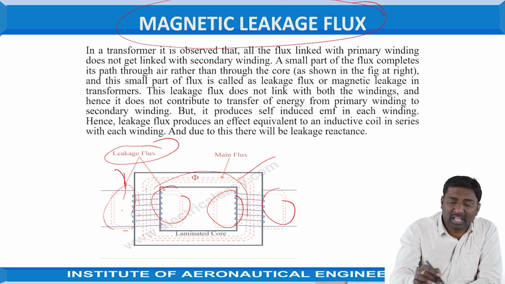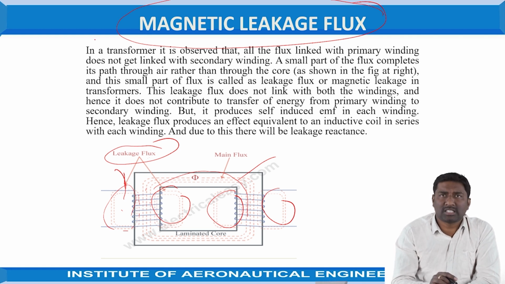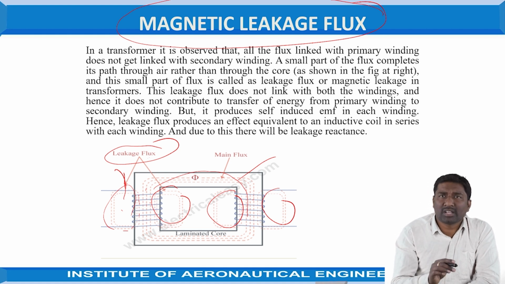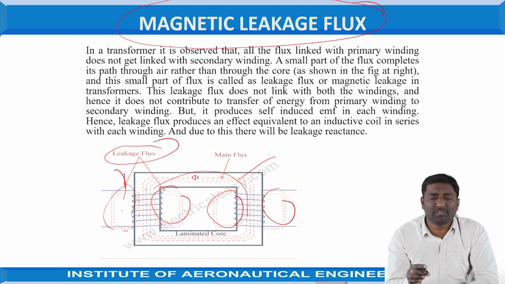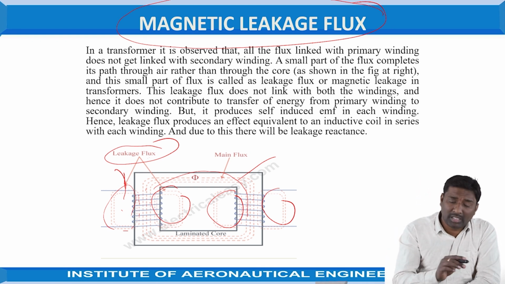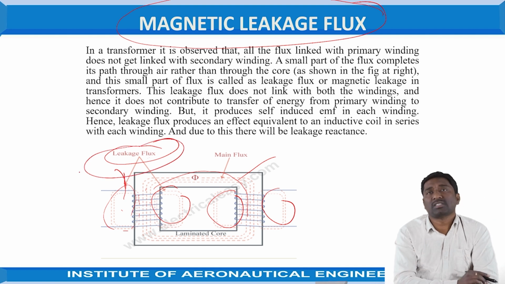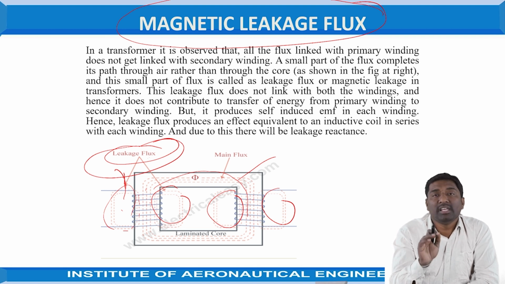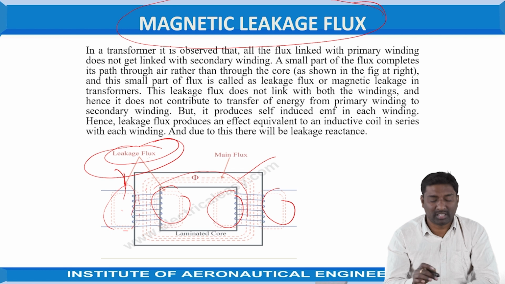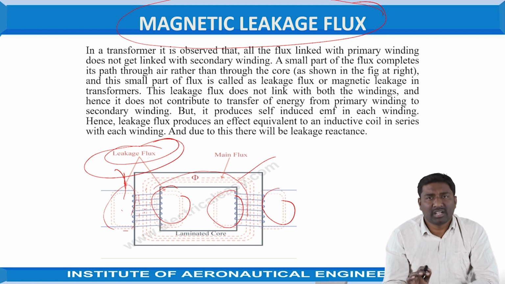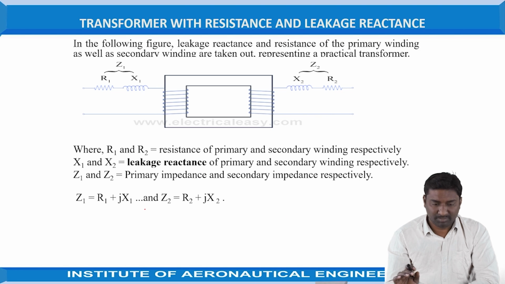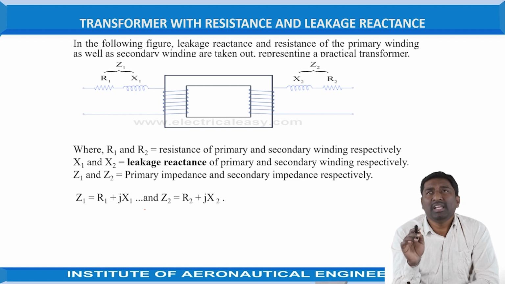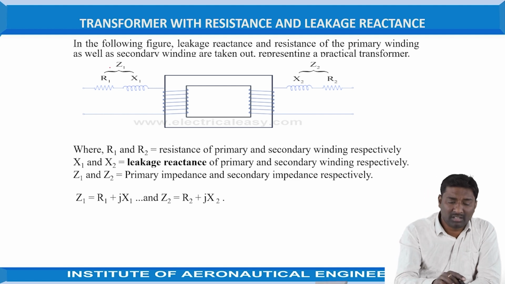So what is my magnetic leakage flux here? The flux of the primary winding is not linked with the secondary winding, or the secondary winding flux is not linked with the primary winding. That type of flux I am calling leakage flux. Due to this leakage flux, I get the leakage reactance in the coil, either primary winding coil or secondary winding coil. Okay. So next, the transformer with resistance as well as leakage reactance is there in the following figure.